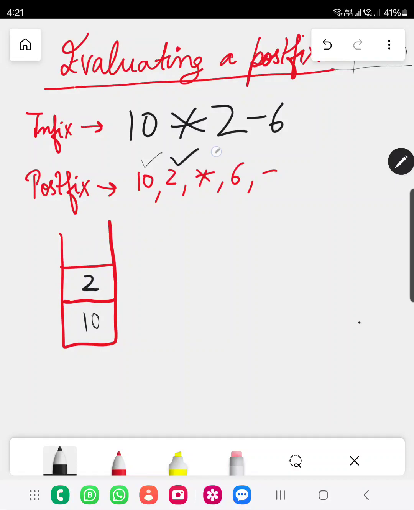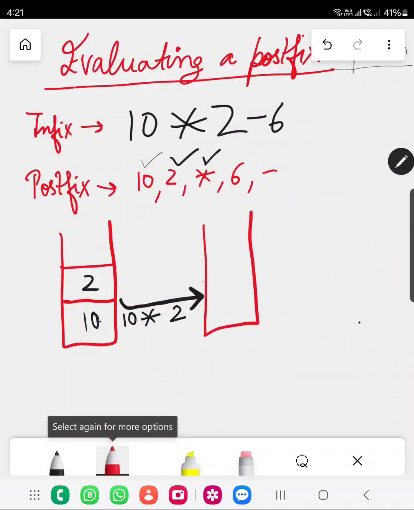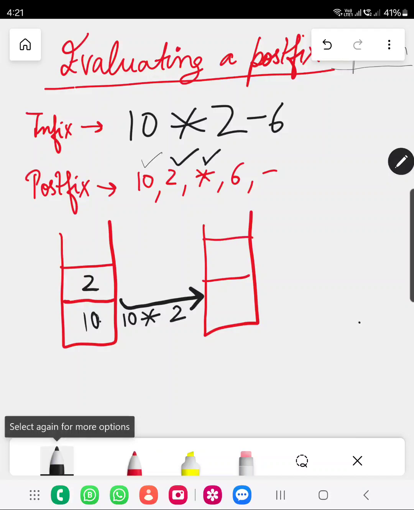Now we have multiply. Since multiply is an operator, we will take out the top element and the second top element, and we will perform 10 multiplied by 2, since this is B and this is A. So B is supposed to be 10 and A is supposed to be 2. So B multiply A. So what is the answer? 10 multiplied by 2 is 20. We will replace these values by the 20 we calculated and keep it back on the stack. Then you have 6. 6 is an operand. Put it onto the stack.